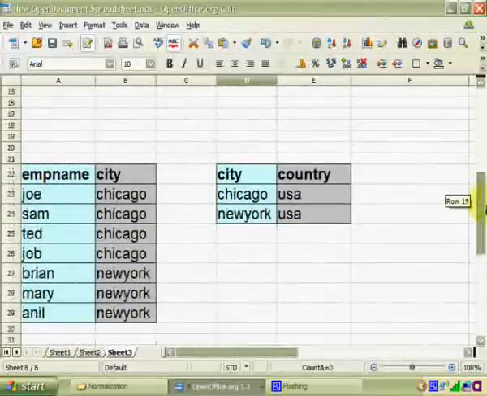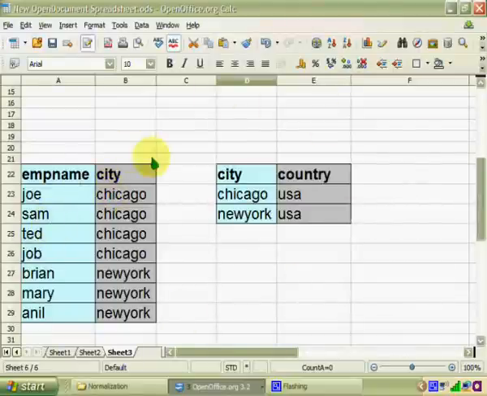So which was the same thing. He said Joe belongs to Chicago and Chicago belongs to USA. So by joining these two tables, I can say that Joe's country is USA. Similarly, Brian belongs to New York and New York belongs to USA. So by joining these two tables, I can say that Brian belongs to USA. So I've removed the transitive dependency here.